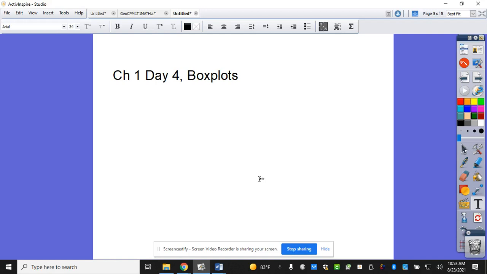So chapter 1, day 4, box plots. I like what these notes say, but I don't necessarily want to follow them the way they're written. I didn't want to redo them because I like them if you got to look back at it, but I'm not going to follow it word for word. So we're going to do a box plot.